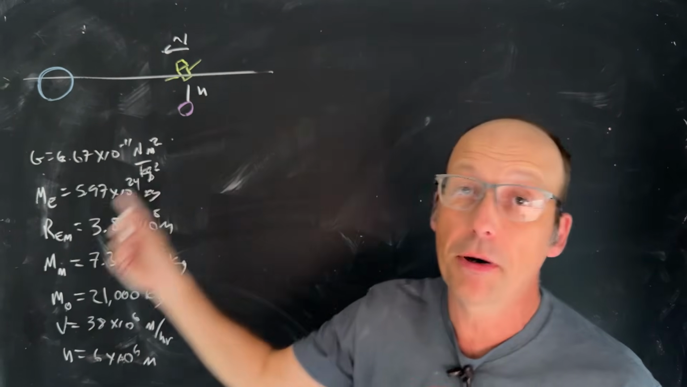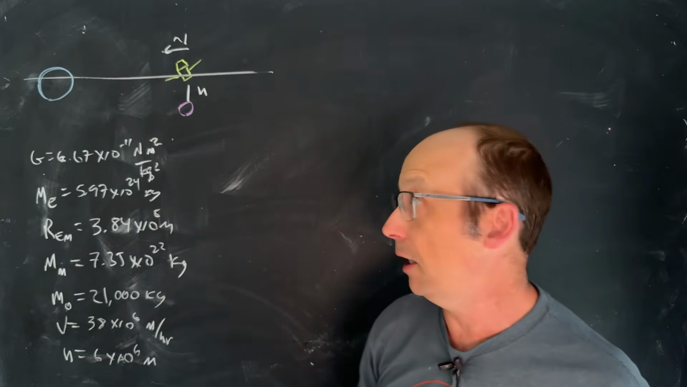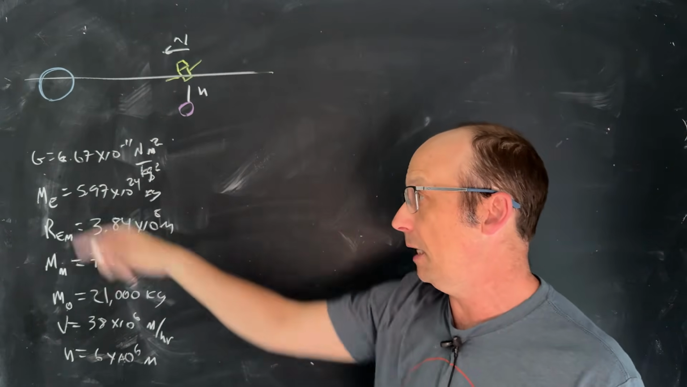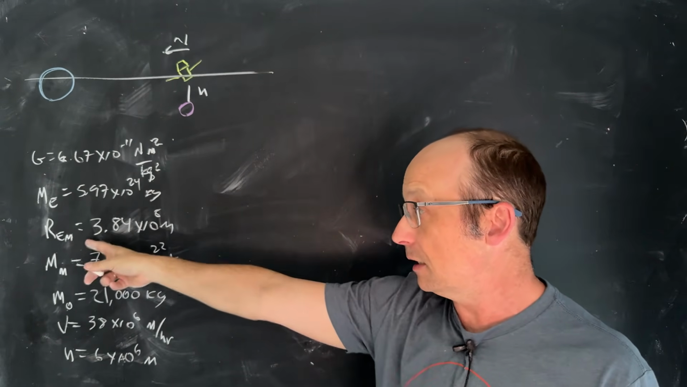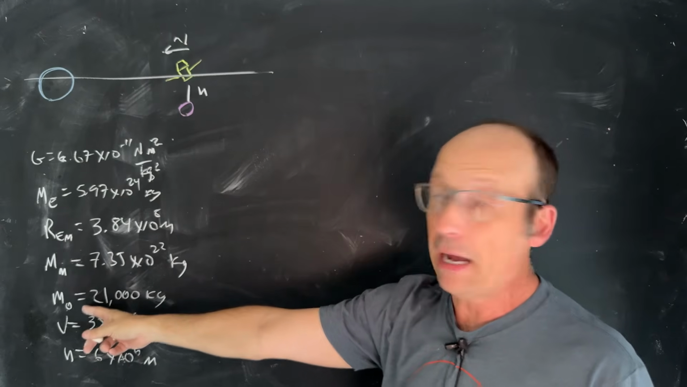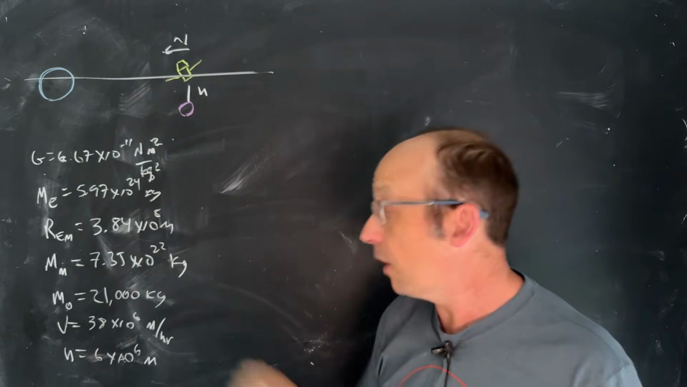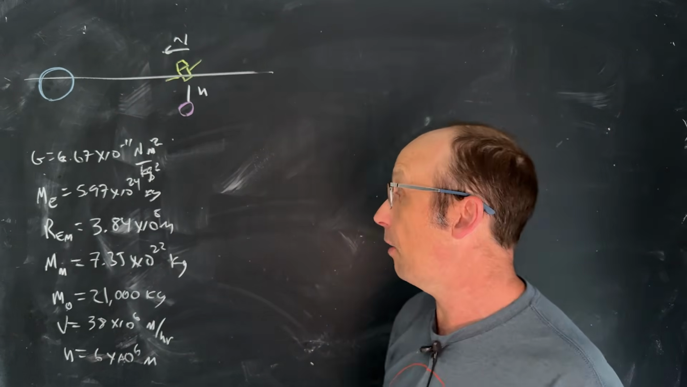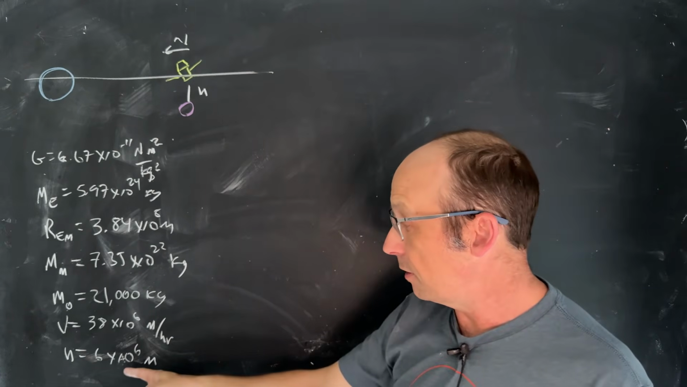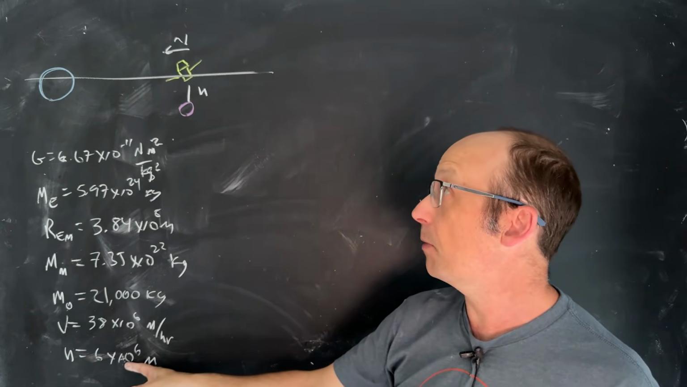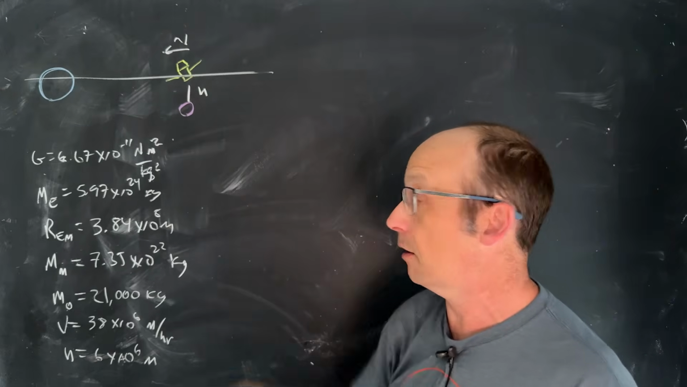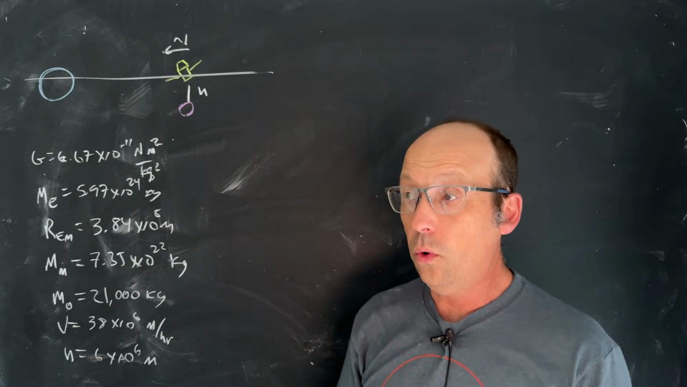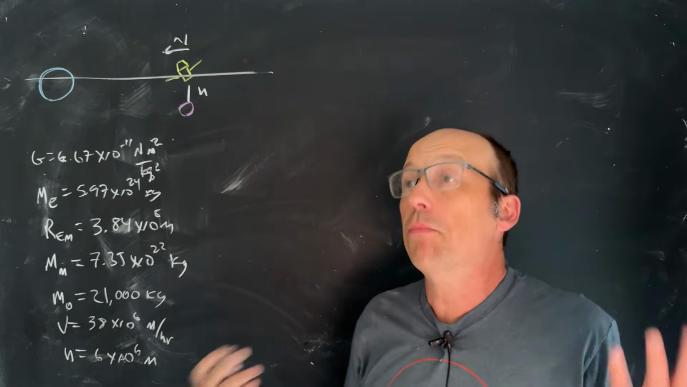I've already put down a bunch of numbers. So we're going to need numbers, right? So I have the gravitational constant, mass of the Earth, the Earth-Moon distance, the mass of the moon, the mass of the orbit of the spacecraft, the velocity of the spacecraft. We'll go do that in the second part. And then the altitude, actually this is the distance between the spacecraft and the center of the moon. That's h right there.